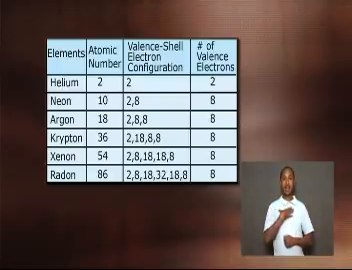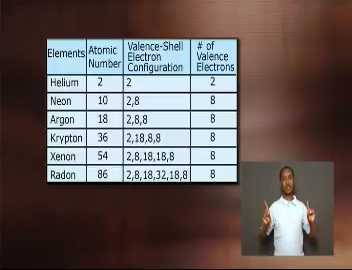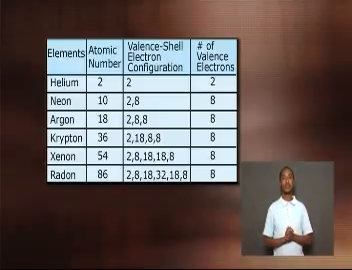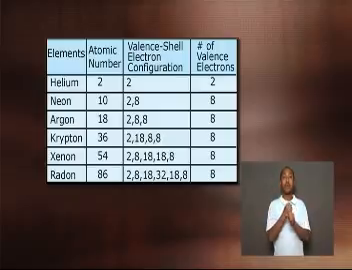These elements have stable ns2 np6 outer shell electron configurations, or 8 electrons in their valence shell. Helium is the only exception, with a stable s2 outer shell configuration, or 2 valence electrons. Since the atoms of all of these elements are stable, they do not need to form compounds with other atoms.